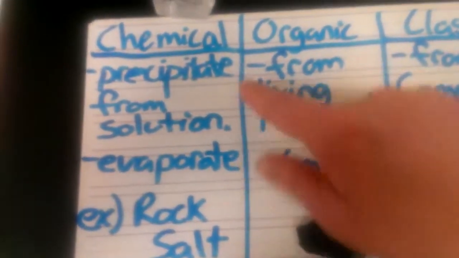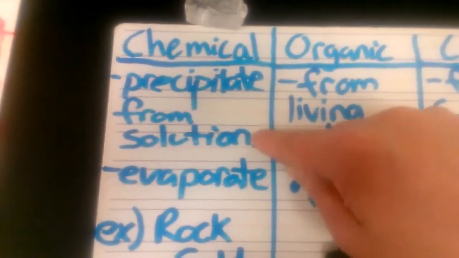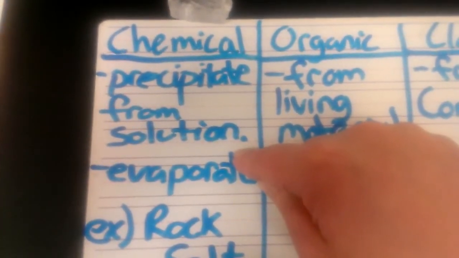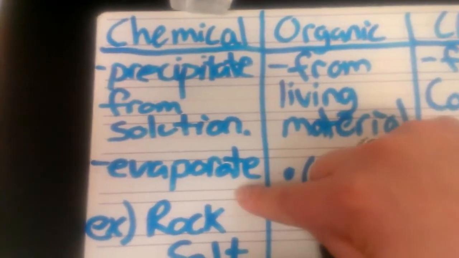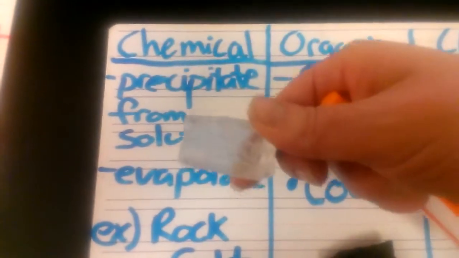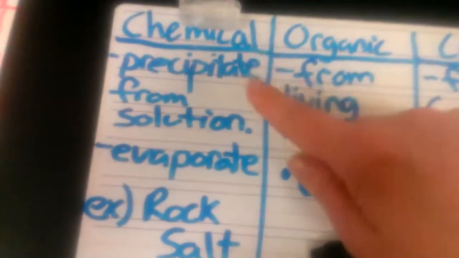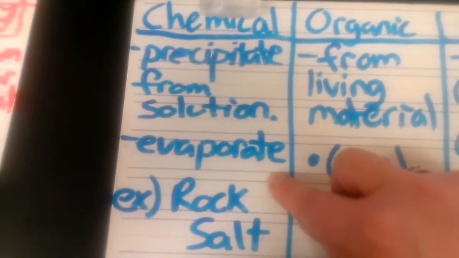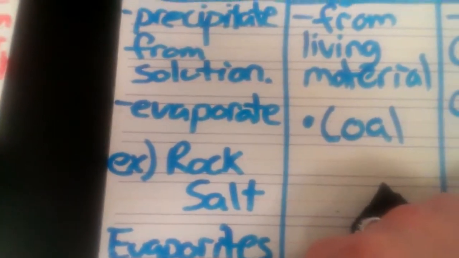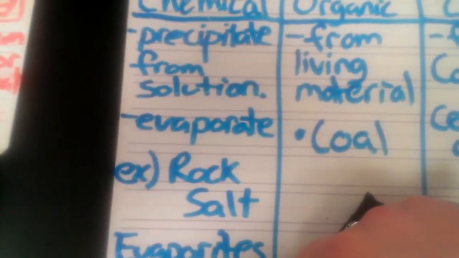The last type of sedimentary rock would be chemical sedimentary rock, and it precipitates from solution. If you see the word solution, you should know that you definitely have a chemical sedimentary rock. We also talked about evaporation leaving it behind. This classic example is rock salt, and rock salt is definitely a chemical sedimentary rock. It would have formed from evaporation. We also have another vocab word, evaporites, which is a type of chemical sedimentary rock. It forms after evaporation leaves the rock behind.